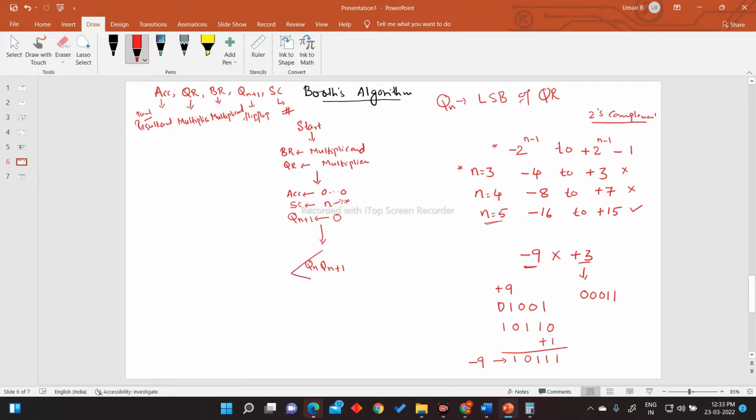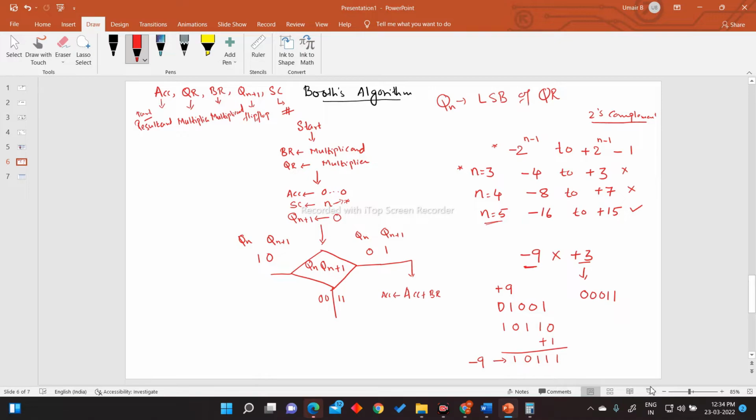Now these values Qn and Qn plus 1 will result in either 1 0, where this is Qn and this is Qn plus 1, or 0 1, again Qn on this side and Qn plus 1 on this side, or it can be both the same, either 0 0 or 1 1. Now what if Qn is 0 and Qn plus 1 is 1? We have to carry out one operation: the content of the accumulator register you have to add with the content of the BR register and store that value again in the accumulator.